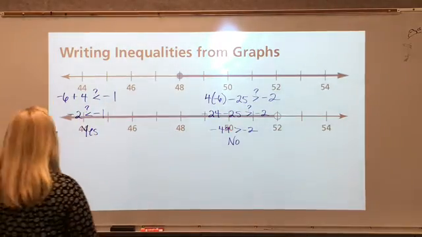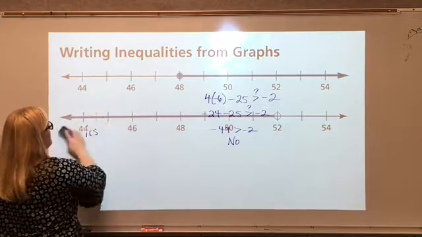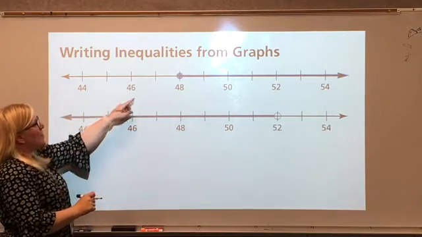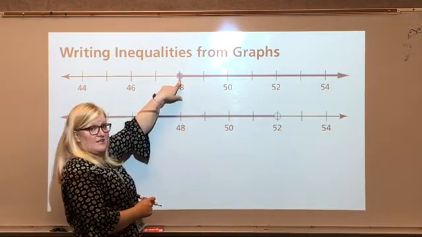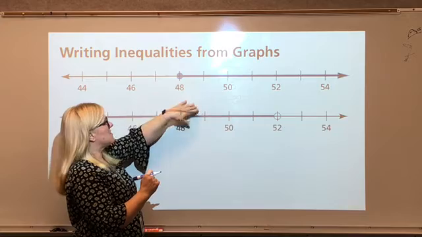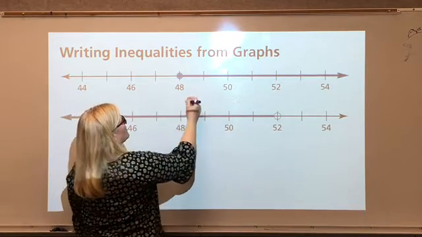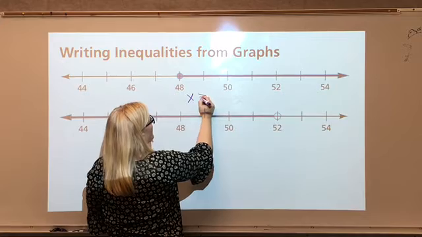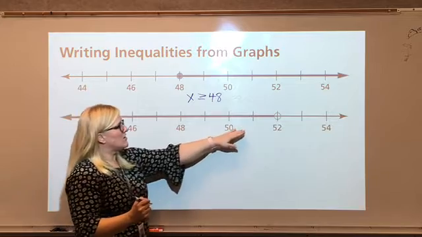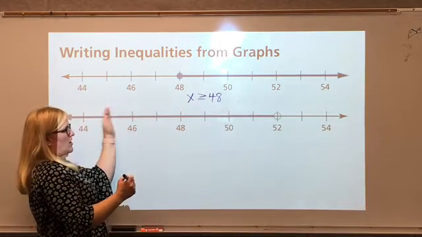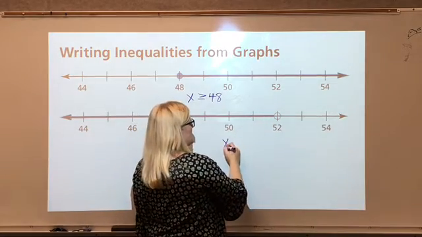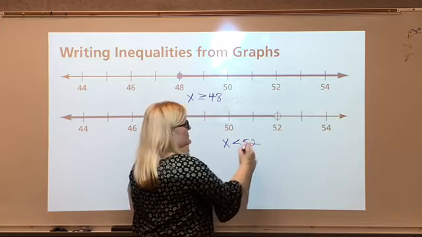All right, so writing inequalities from graphs. Here we have 48. It's colored in, so we know that this is going to have an equal in it, and it's bigger. So we have x is greater than or equal to 48. And here we have less than. These numbers are all less than 52, and the circle is open. So x is less than 52.